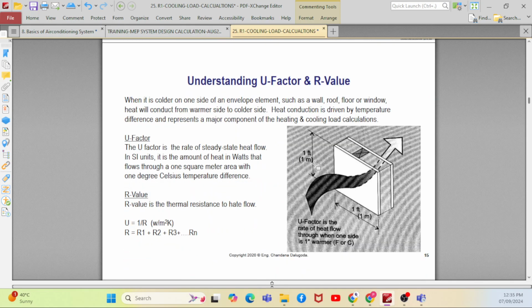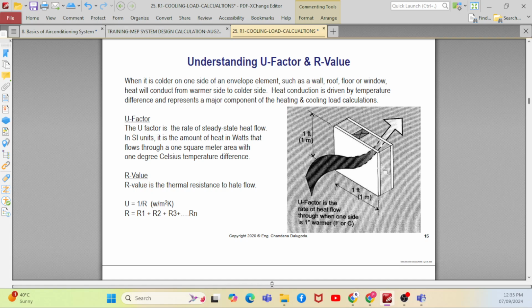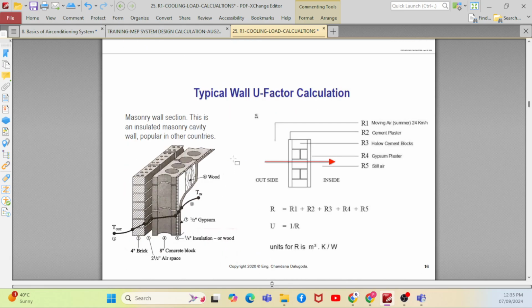Then understanding U factor and R value. We talk about a wall, which is basically conductive, and you can see different types of materials. You have to calculate the resistance of each and every material. That factor is very important. If you know the resistance, you can calculate the U factor by using 1 by R. The unit is watts per meter square Kelvin, which we discussed in the last class.